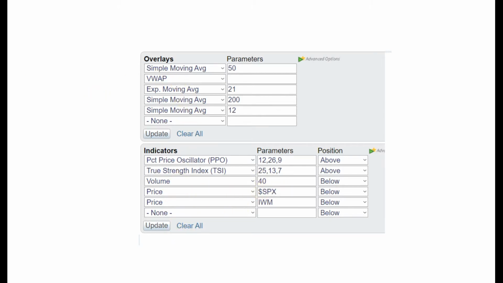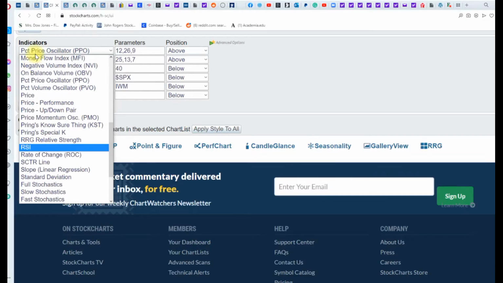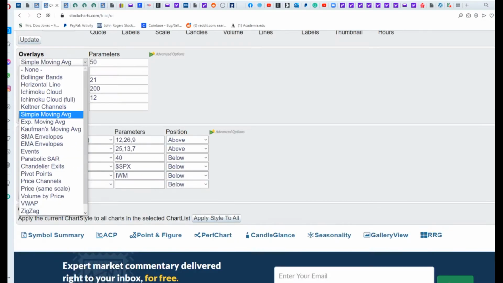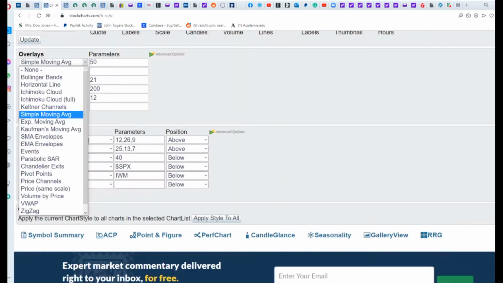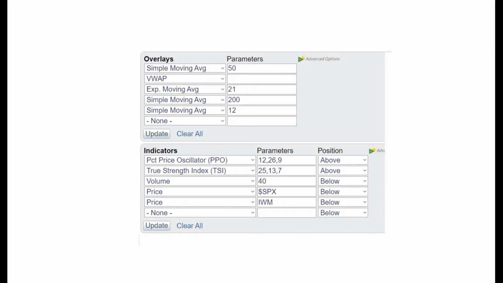You have the stock here. Let's say we look at Crocs, CROX. So we want to see how the stock compares to the S&P 500. What you do when you open the indicator window, that tab, is you come up here and put price, and erase whatever is in here, right? And it says blank. What you're going to do is put $SPX.